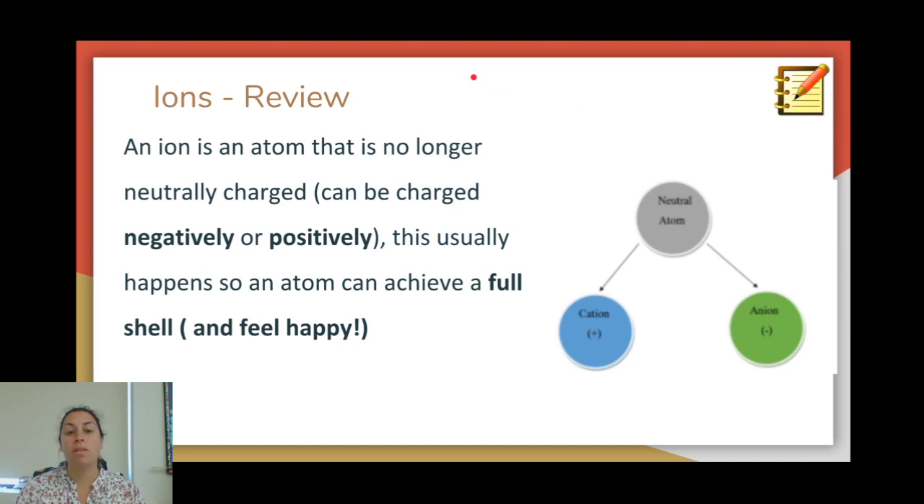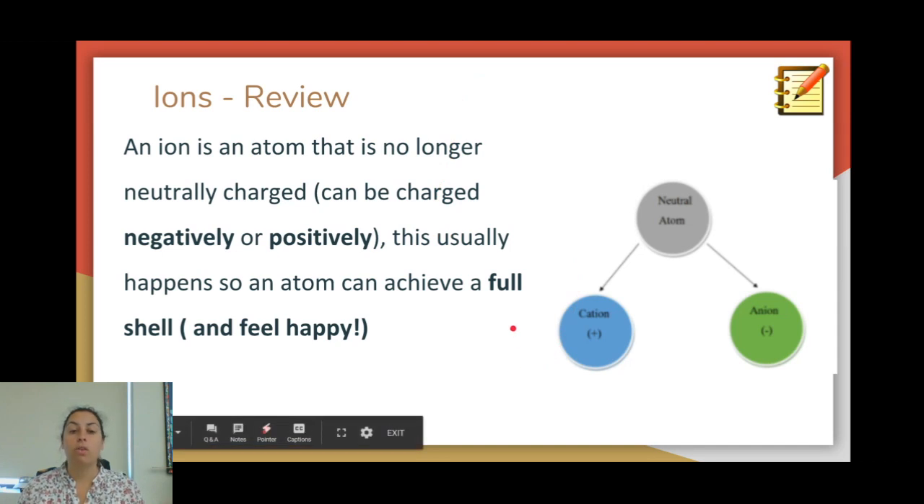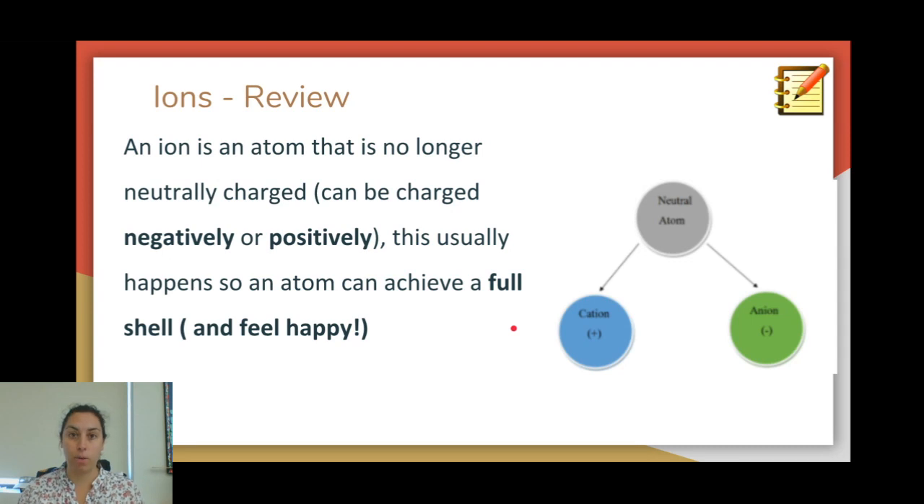Ions review. An ion is an atom that is no longer neutrally charged. Remember, neutrally charged means it has the same number of protons, the same number of positives, and the same number of electrons, the same number of negatives. And this usually happens so that an atom can achieve a full valence shell, a full outer shell, which is what they want to be happy. They want to have that stable energy, and that happens when the valence shell is completely full.